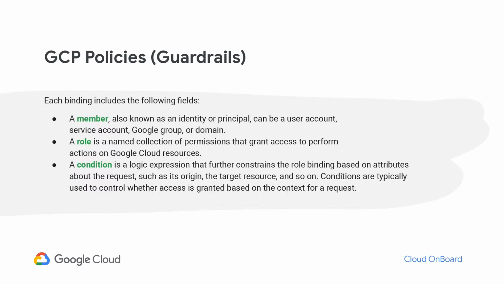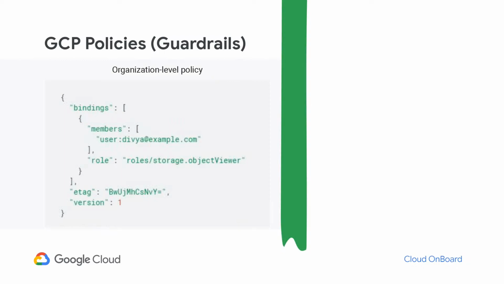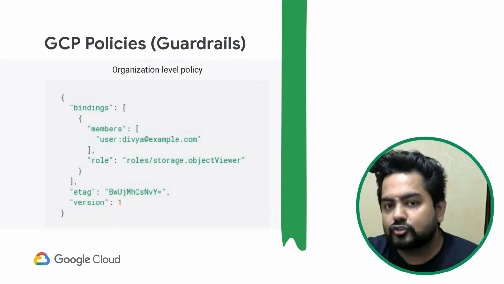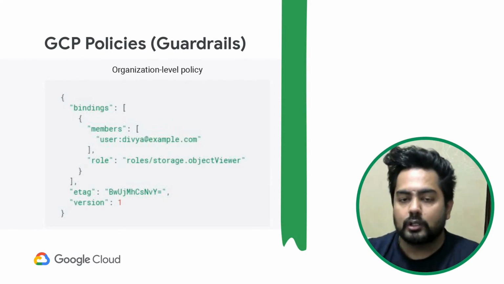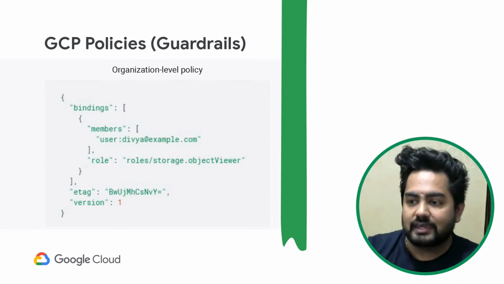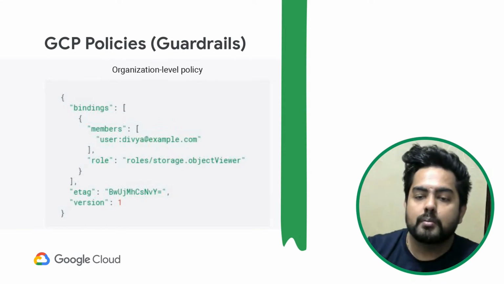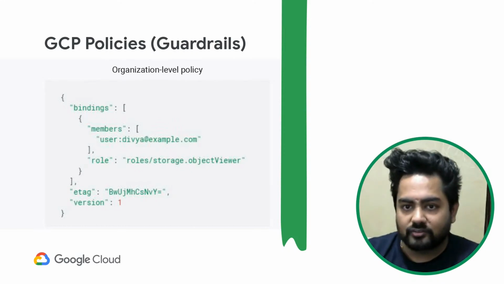The role, we know, is a set of permissions which will be granted to perform actions on the Google Cloud resource. Then we have a condition, which is the logic behind the role binding assignment and how that's going to work. This example policy on the screen is set at the organization level. We have a storage object viewer role, which is roles/storage.objectViewer. It contains the get and list permissions for projects and cloud storage objects.